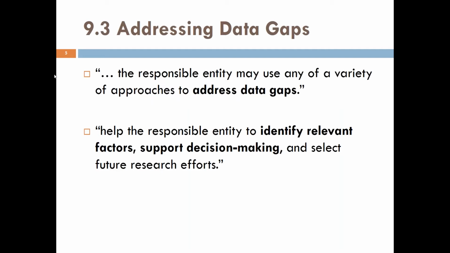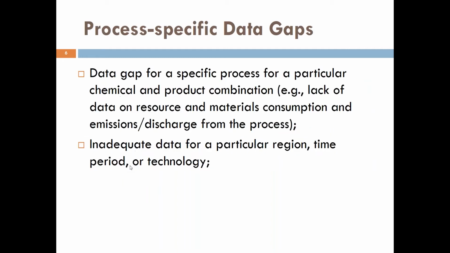The AA guide says the responsible entity may use any of a variety of approaches to address data gaps. So it does allow responsible entities to use multiple approaches to address data gaps. And these approaches help the responsible entity to identify relevant factors, support decision-making, and select future research efforts. So through the use of this proxy data or the approaches to data gaps, you may be able to find some future research directions, future data collection needs, etc.